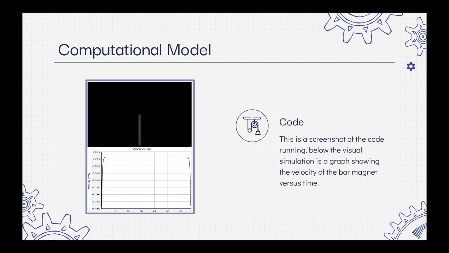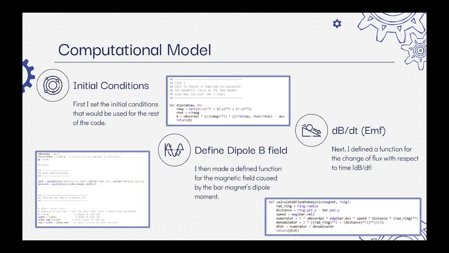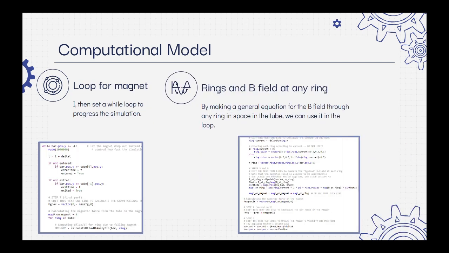So here's what the code looks like when you run it. As you can see, that time is a little off. So how do we make this model? First, I set up some conditions for the code. Then I define a function for the dipole B field, just using the equation right there, which I showed earlier. The dB/dt, which is the EMF, will be induced inside of each infinitesimally small ring throughout the tube itself, and then we calculate the current through that. Then we can set up a loop for the magnet falling through, whether it's in or not, and apply gravity on it there in that picture as well. And then we can calculate the rings and B field in each ring by making an equation.